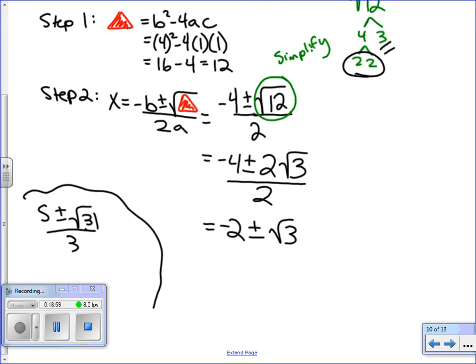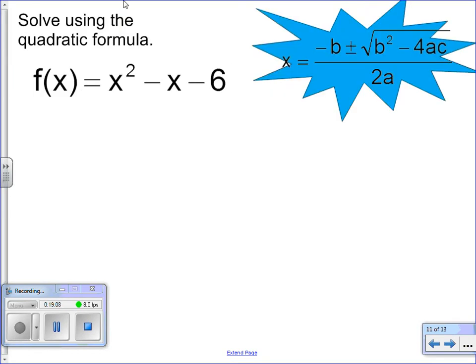Okay, I want to give you one to practice on your own. So I'm going to give it to you and then I'll walk around the room and kind of see how you're doing. Okay, so this one is f of x equals x squared minus x minus 6. So go through, figure out what your a, b, and c are, and then work through the 2 steps. And I'll come around and answer questions for you as you're working.